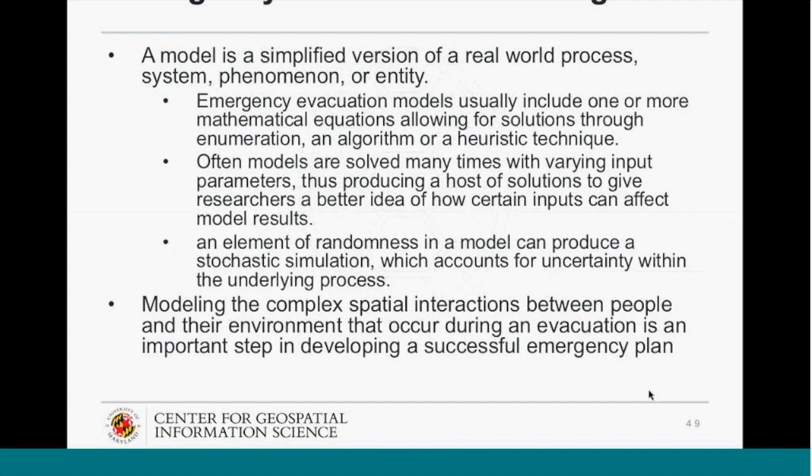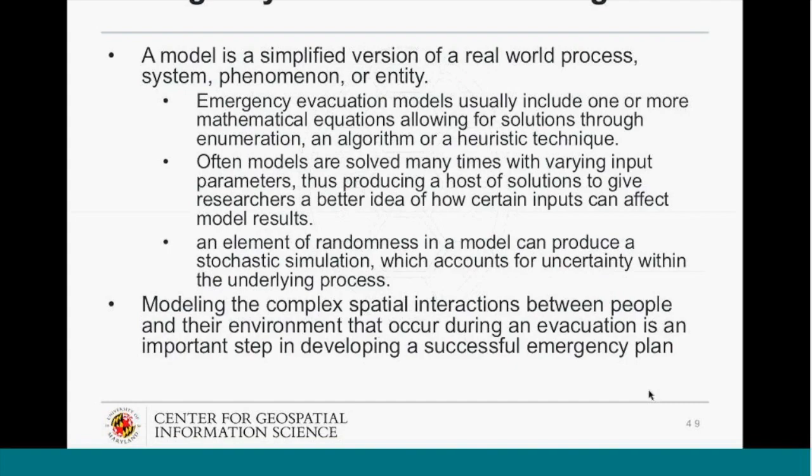Often, when you have these models, you want to solve them many times with a lot of different input parameters, so you can get a whole host of solutions, and also give your researchers a better idea of how certain inputs can affect the model results.